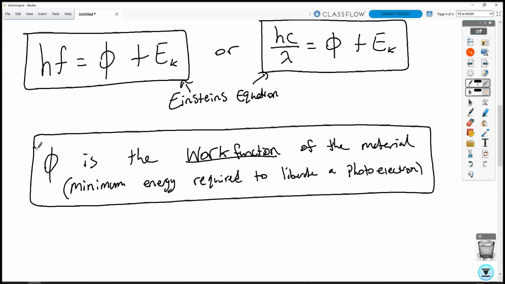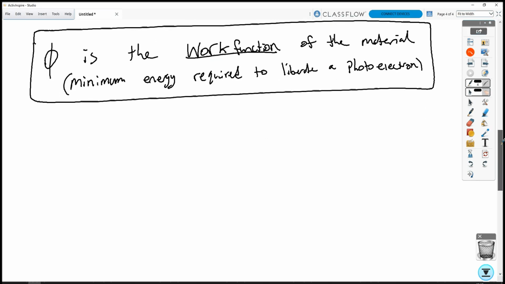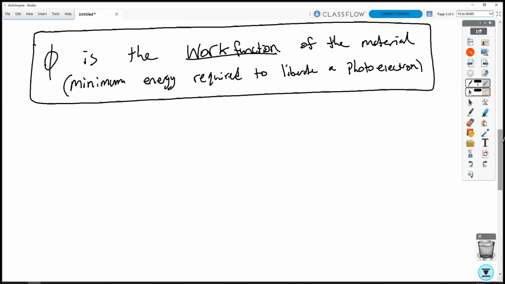So now the question is, if work function is an energy, the minimum energy, what would the units for that be? In joules or electron volts. So this is measured in joules or electron volts.